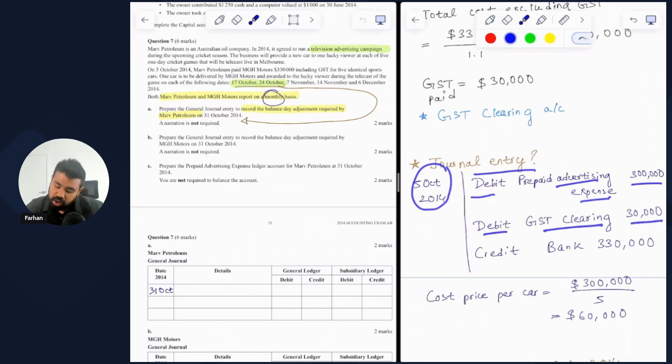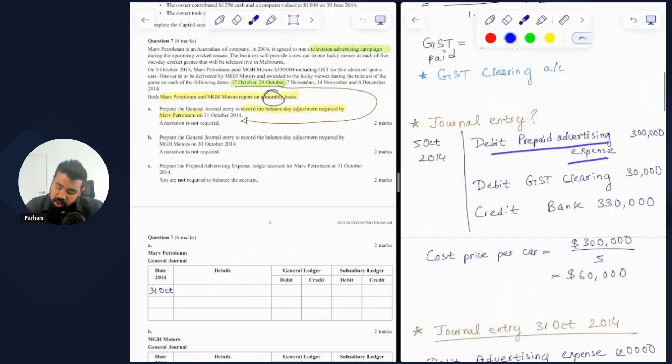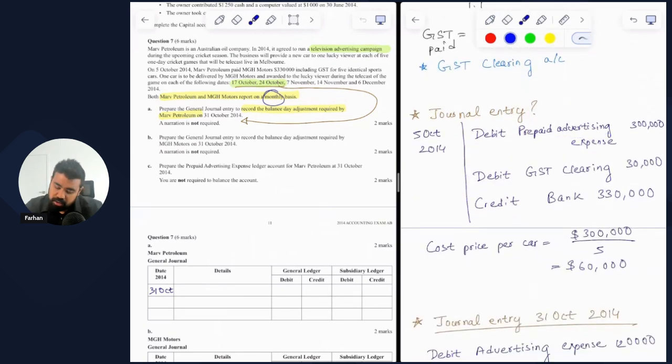Now, then we are crediting bank by $330,000 to show that we have used $330,000 from our business bank account to pay for advertising, including GST. Now, on the 5th of October, as we understand, we are recording a prepaid advertising expense because this is a current asset. Now, what about the cost price per car, excluding GST, which is going to be $300,000 divided by 5 cars, and that is $60,000 for 1 car.